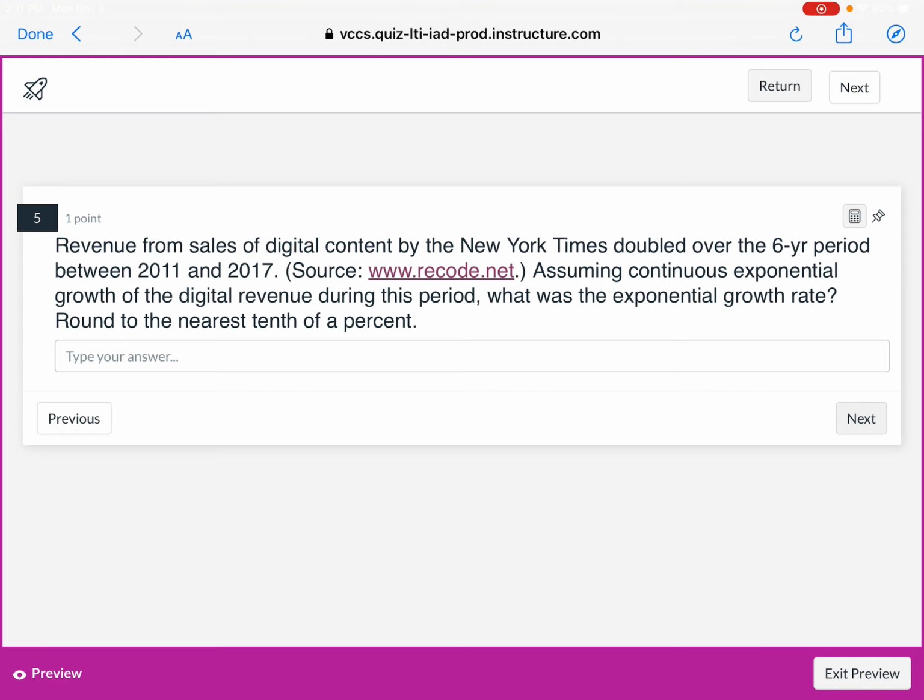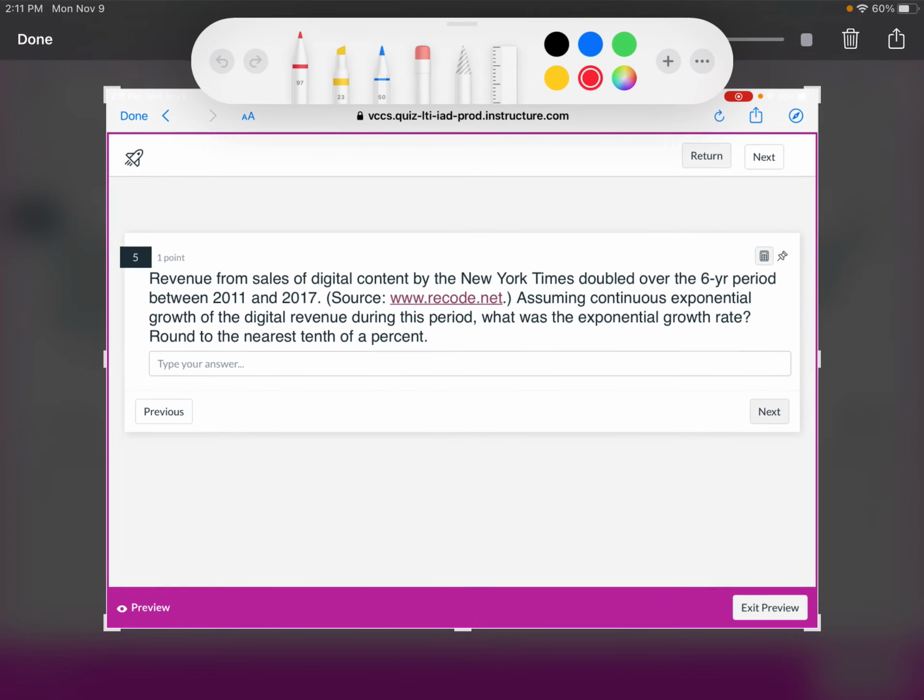Revenue from sales of digital content by the New York Times doubled over the 6-year period between 2011 and 2017. Assuming continuous exponential growth, let me write down the continuous exponential growth function. A equals P times e raised to the rt power. What was the exponential growth rate?